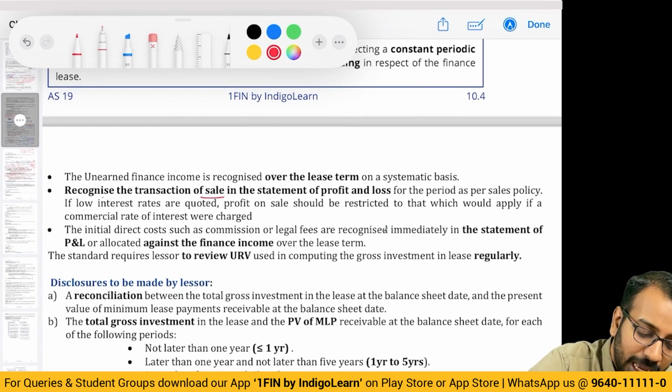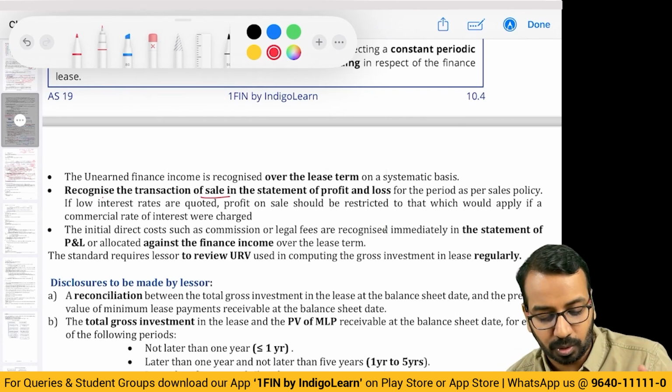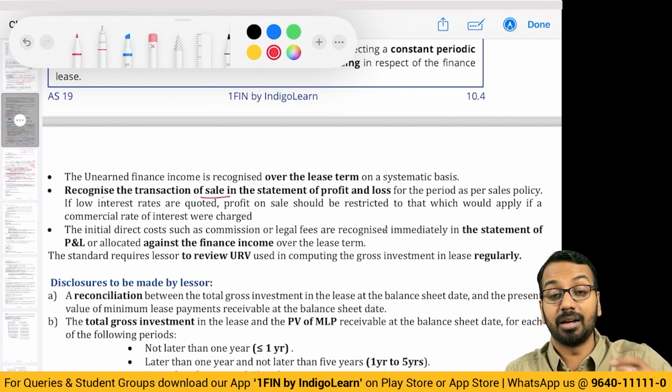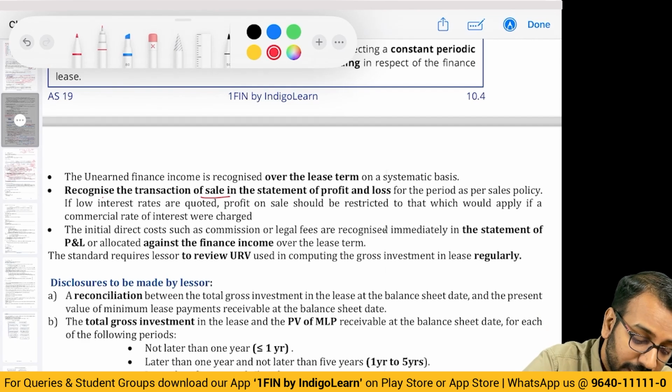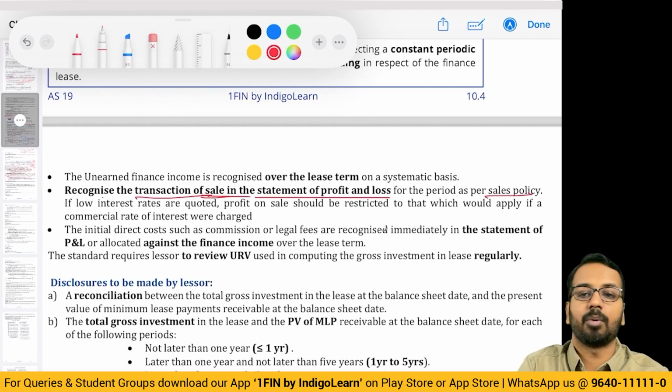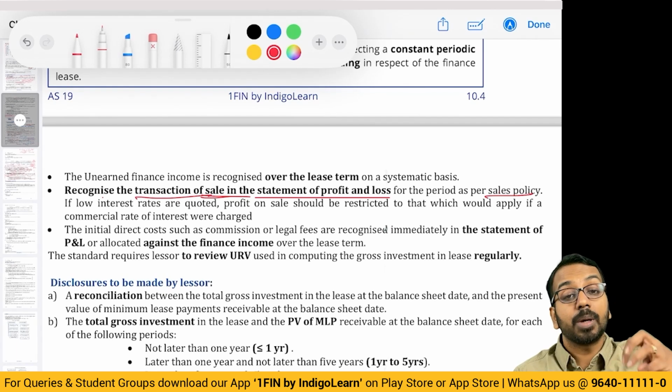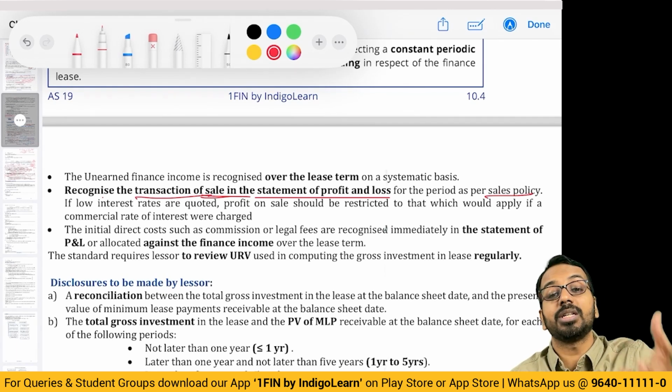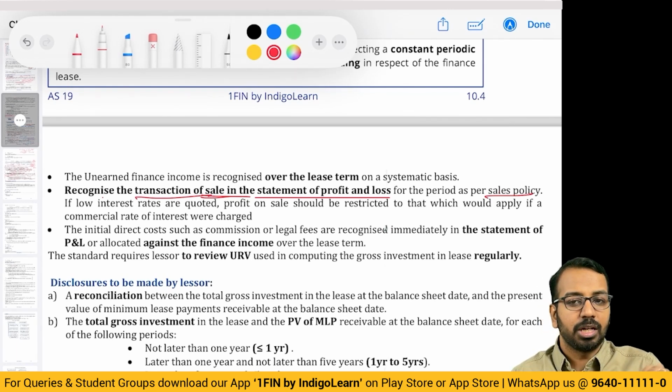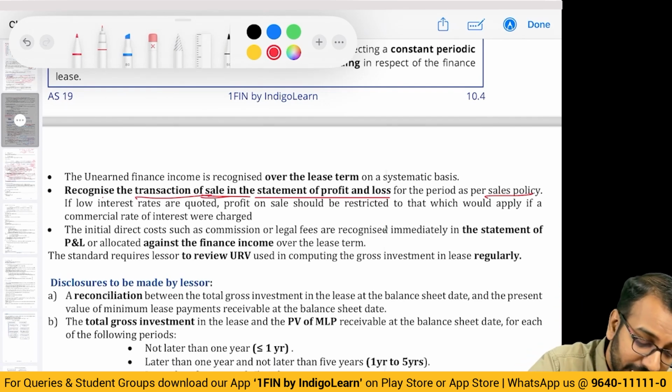Then if I am a seller, sometimes there is a manufacturer or a dealer, and if I am selling the asset, then I'll recognize the transaction of sale in the statement of profit and loss as per my sale policy. Sometimes, to encourage the buyers, I will give a very low discount rate. I would say your EMIs will be calculated at 5%, while the market rate is 10%. Then in that case, I have to take the market rate of interest.